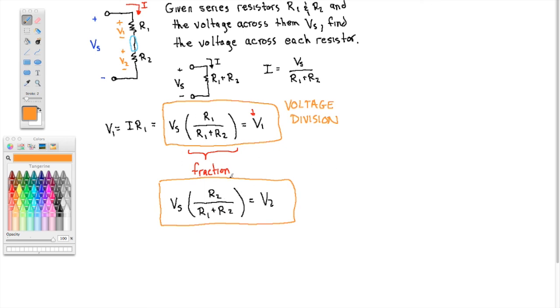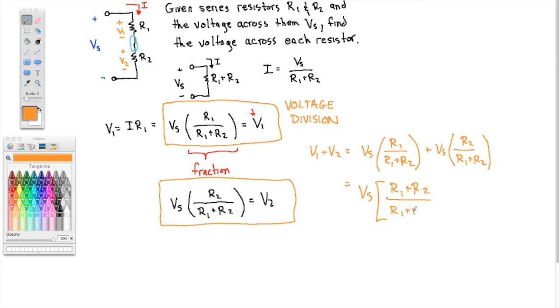And notice here, Kirchhoff's voltage law is satisfied if we add V1 plus V2, that is Vs times R1 over R1 plus R2, plus Vs times R2 over R1 plus R2. The denominator is already common, Vs is common, so this becomes Vs times (R1 plus R2) over (R1 plus R2), and yes, V1 plus V2 equals the source. That's Kirchhoff's voltage law. If I go around in that loop, all the voltage is accounted for.